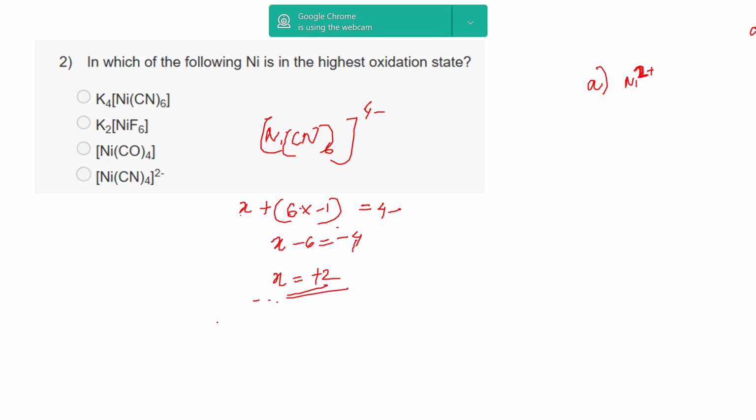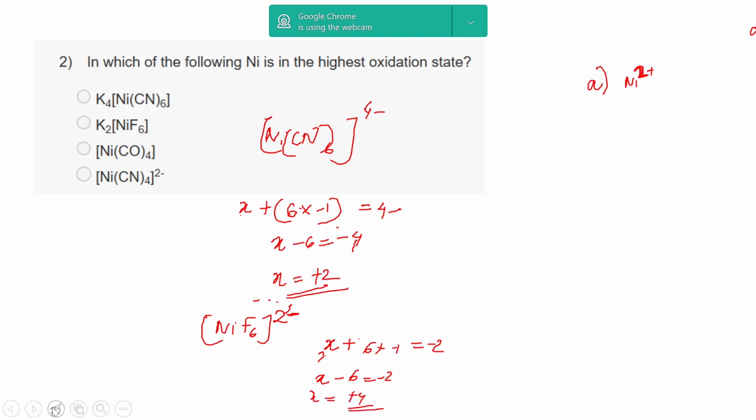So again here also it is NiF6 2 minus, because K2 is outside and the overall charge on the complex is 2 minus. Again we don't know the oxidation state of nickel, so we'll just keep it as X. Then F is F minus, actually, not the neutral form. Each F will have minus 1 charge, so 6 into minus 1, and the complex is minus 2. So X minus 6 is equal to minus 2. So X is equal to plus 4, right?